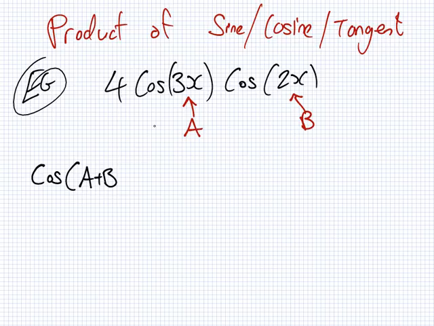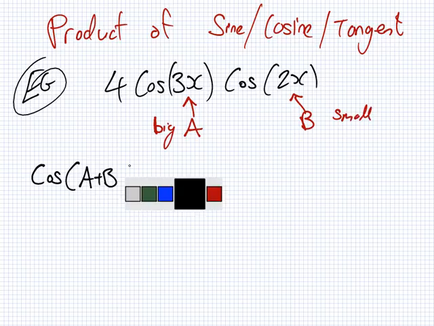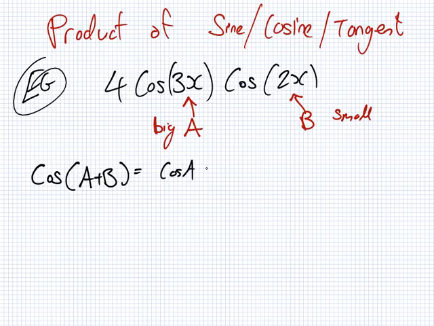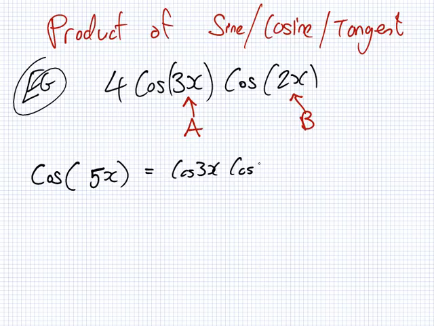Oh, and to give you a little hint, we call the bigger one A and we call the smaller one B, because you could have it the other way around. So cos A plus B is cos A cos B minus sin A sin B. But if we're calling this A and this B, then we can say for this question, cos A plus B, what's cos A plus B? That would be cos 5x equals cos A cos B minus sin A sin B.